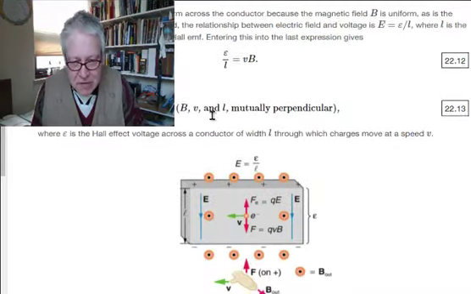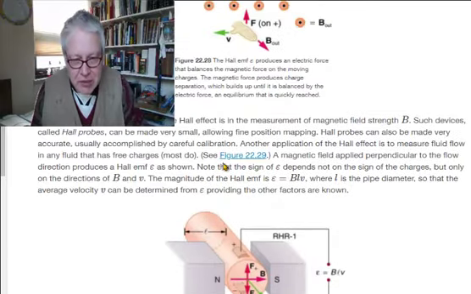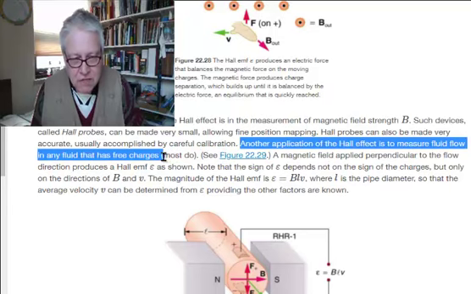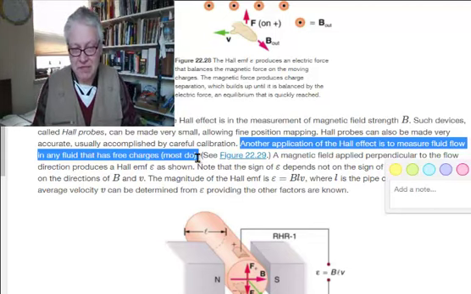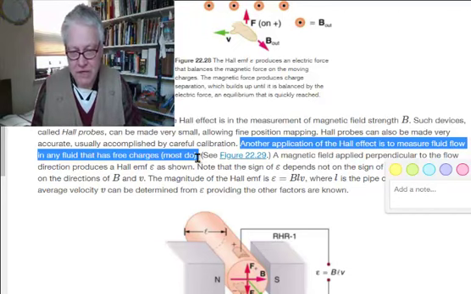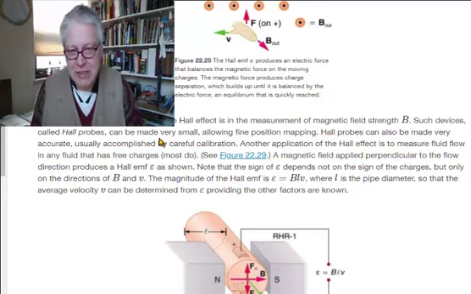Let's see, somewhere here it says something about charges in blood. There we go. I think here. Another application of the Hall effect is to measure fluid flow in any fluid that has free charges. Most do, so apparently blood itself also has some free charges, ions that flow with it, so you can actually measure the Hall effect with that, and therefore it is applicable.